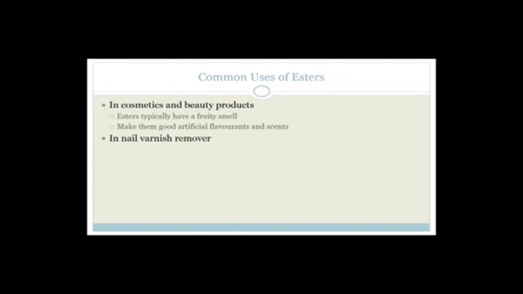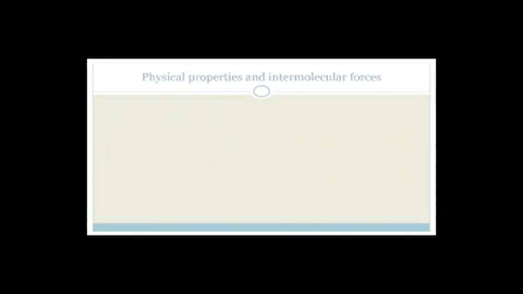They make good artificial flavorants and scents. They're also used in nail varnish remover, especially the nice smelling ones, and model plane glue. So you guys should recognize the smell now. They're also used as plasticizers, because esters make a compound less brittle or more flexible. So they're added into compounds to make them more flexible.